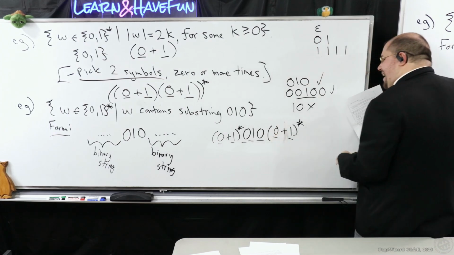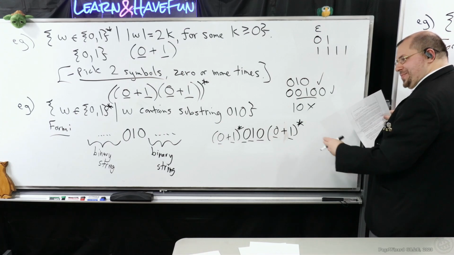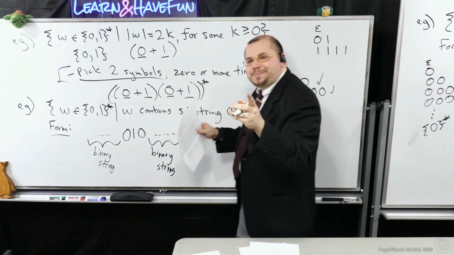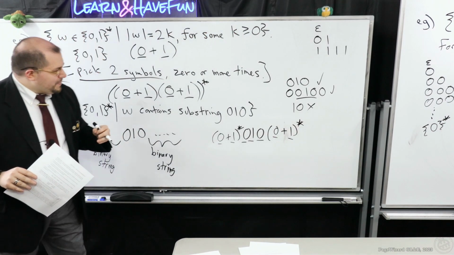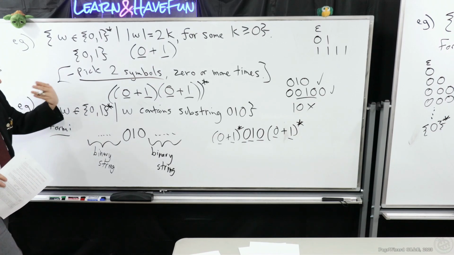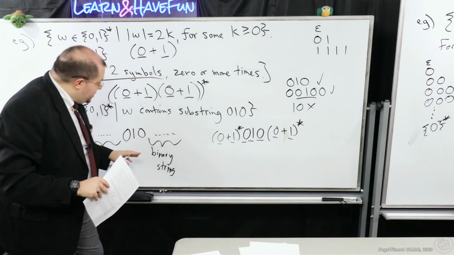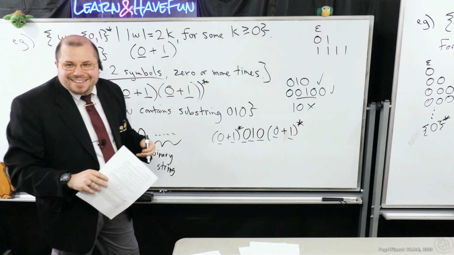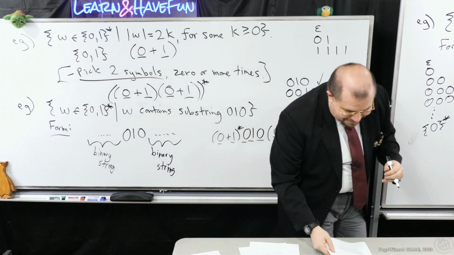And there we go. Notice it's just the same idea, except now instead of it just being a bunch of zeros, it's just a binary string. Lovely stuff.